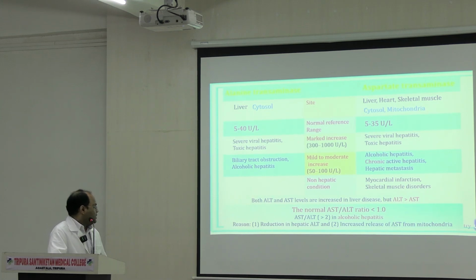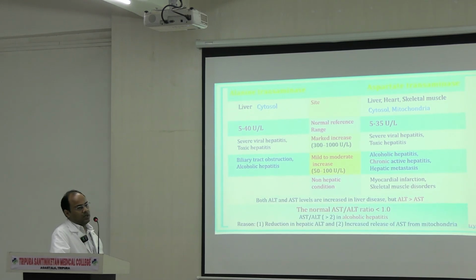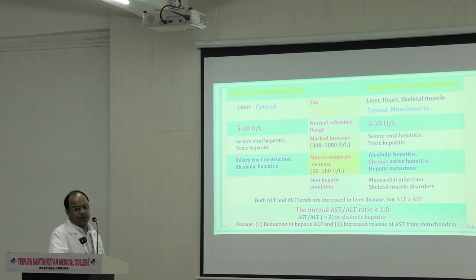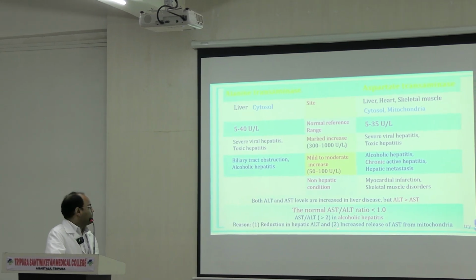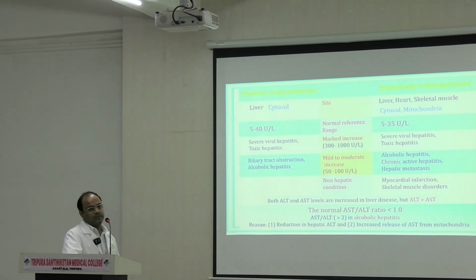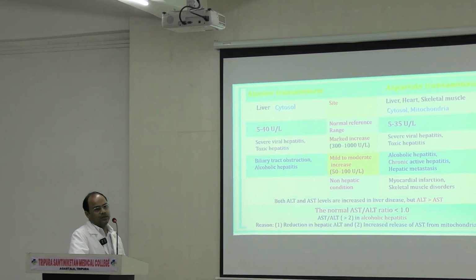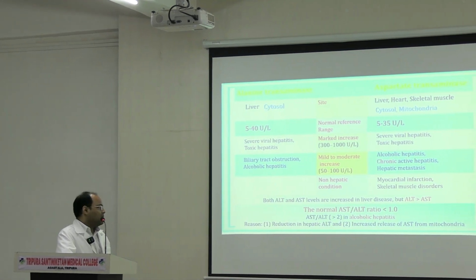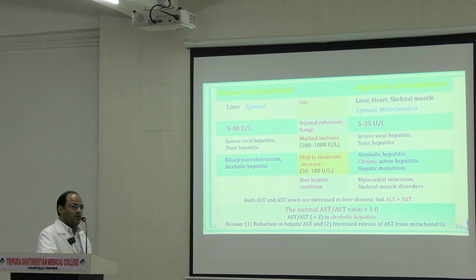The reason for this is a reduction in hepatic ALT, but the AST level is increased because AST is mitochondrial, it comes from mitochondria. Alcohol is actually mitochondrial toxic. Understand? There is increased release of AST from mitochondria because of chronic alcoholism.